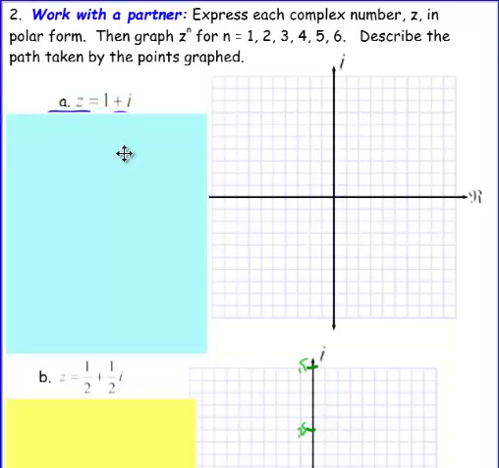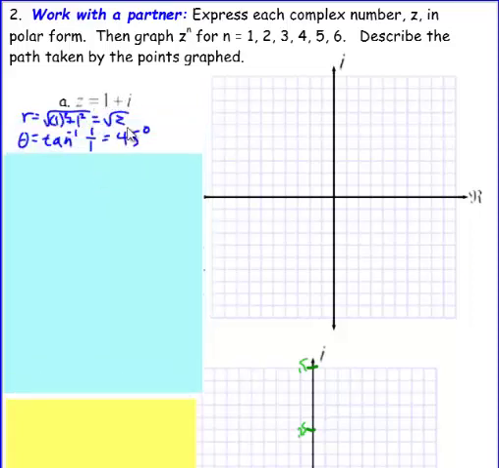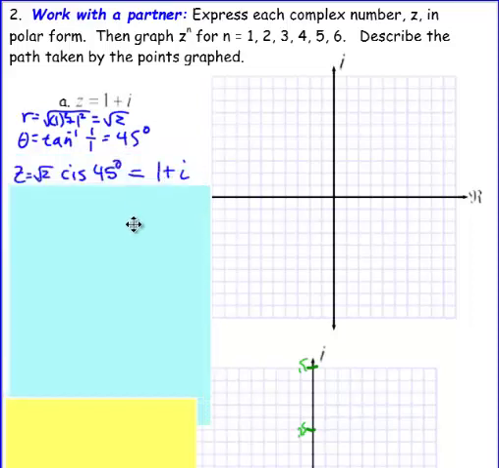So this one is z equals 1 plus i. Again, convert to polar form. So we go through the process of converting to polar form. And so we get z is equal to square root of 2 cis 45 degrees, which is 1 plus i. Now we're going to do z squared. So we square the square root of 2, which gives us just 2. And then we multiply 45 degrees by 2, and we get 90 degrees.